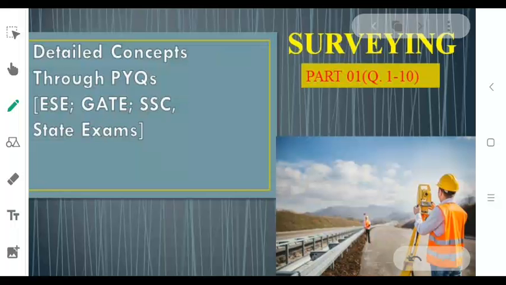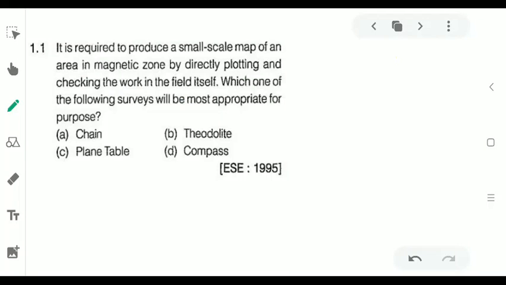इस वीडियो में मैं इंजीनियरिंग सर्विसेज एग्जामिनेशन के 10 प्रीवियस ईयर क्वेश्चन डिटेल्ड कॉन्सेप्ट्स के साथ डिस्कस करूंगा, जो आपके आने वाले सभी एग्ज़ाम्स में हेल्पफुल होंगे। सो लेट्स स्टार्ट। क्वेश्चन नंबर 1.